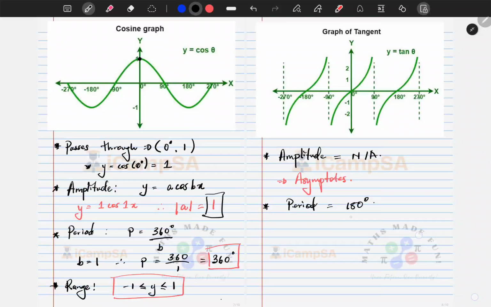So 180. We can also divide this by b. That is, if you are given y equals a tangent, remember, we won't have a because the amplitude is non-applicable. So this is y equals tan bx.